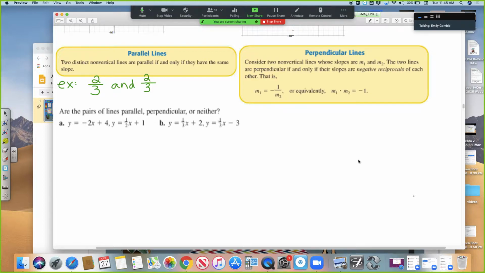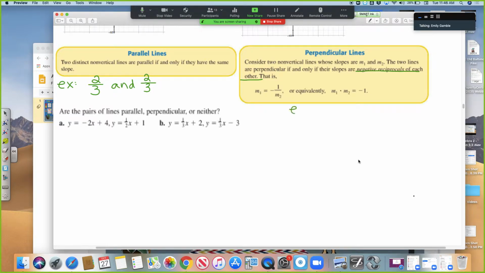Perpendicular lines are harder to tell. Like parallel, it's easy to tell. They have the same exact slope. It's easy to see when something's the same. Perpendicular, you have to be a little bit more careful because consider two non-vertical lines whose slopes are M1 and M2, let's say. The two lines are perpendicular if and only if their slopes are negative reciprocals of each other. That means that one slope will be positive, one will be negative, and that one will be maybe a fraction, and the other one will also be a fraction, but it'll be flipped upside down. So that's what negative reciprocals mean.